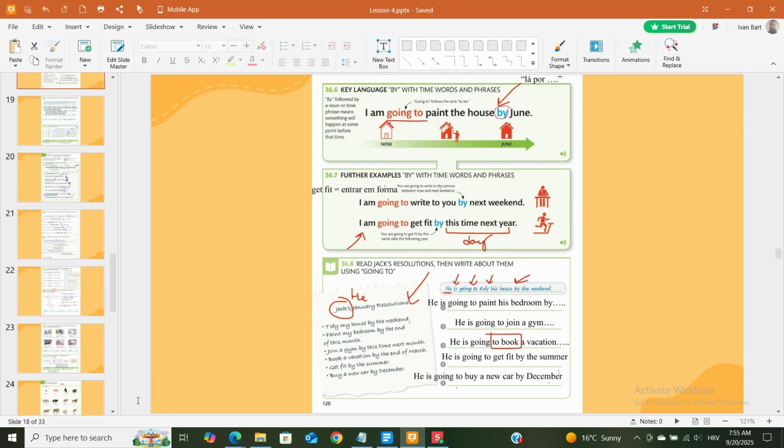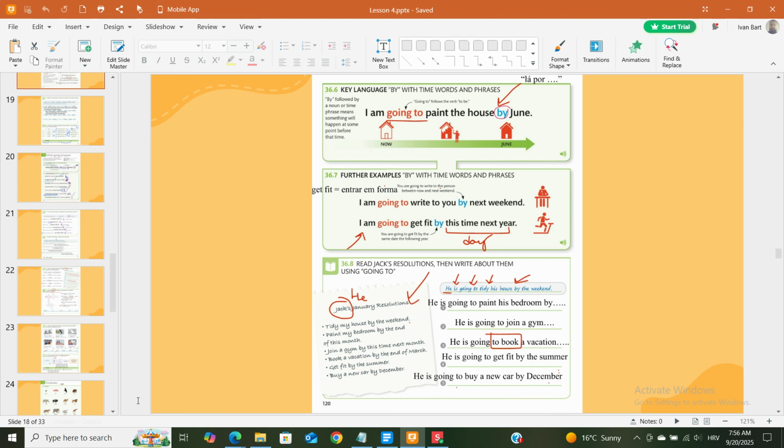36.8 Read Jack's resolutions, then write about them using going to. Jack's January resolutions. Tidy my house by the weekend. Paint my bedroom by the end of this month. Join a gym by this time next month. Book a vacation by the end of March. Get fit by the summer. Buy a new car by December.